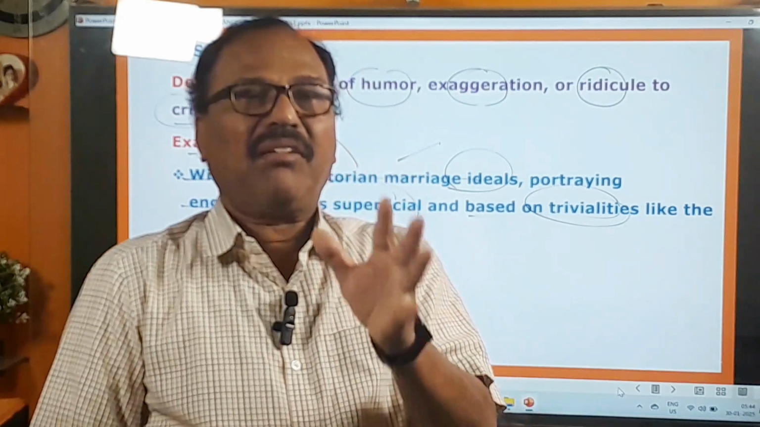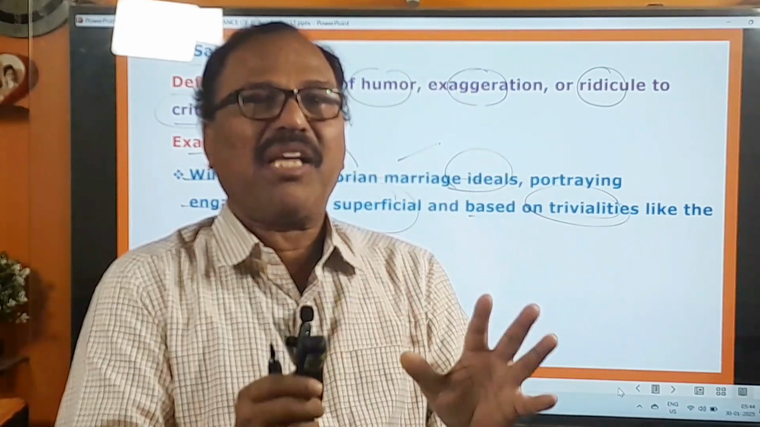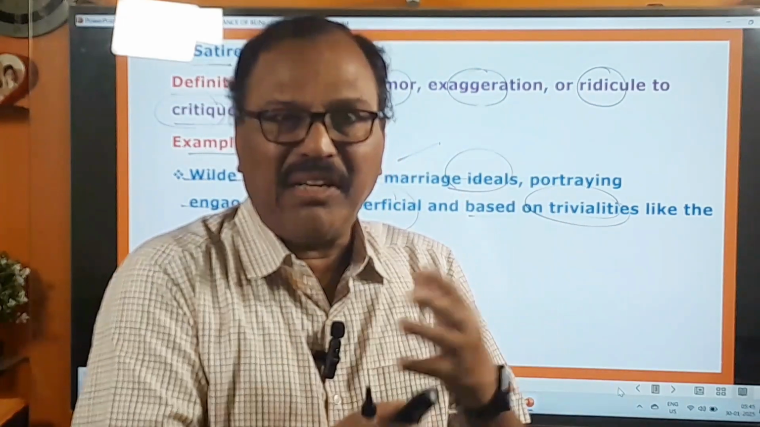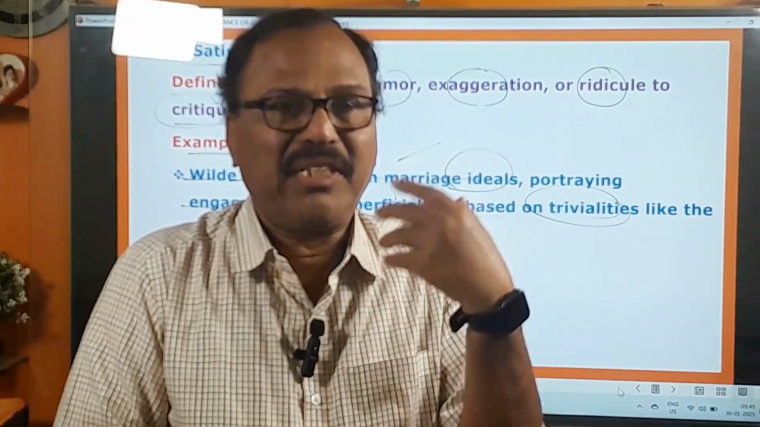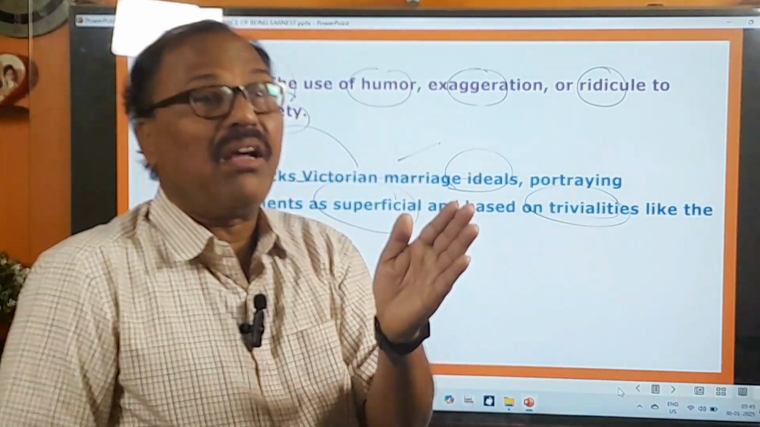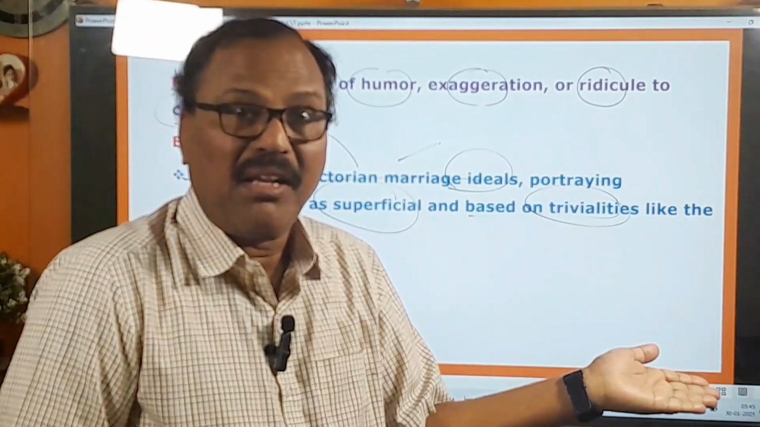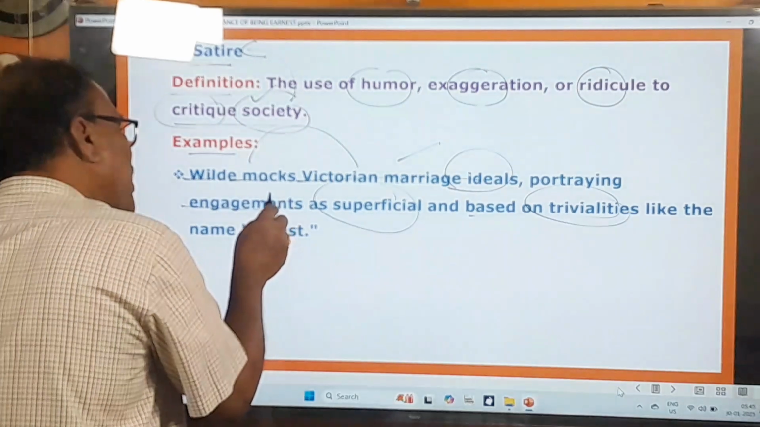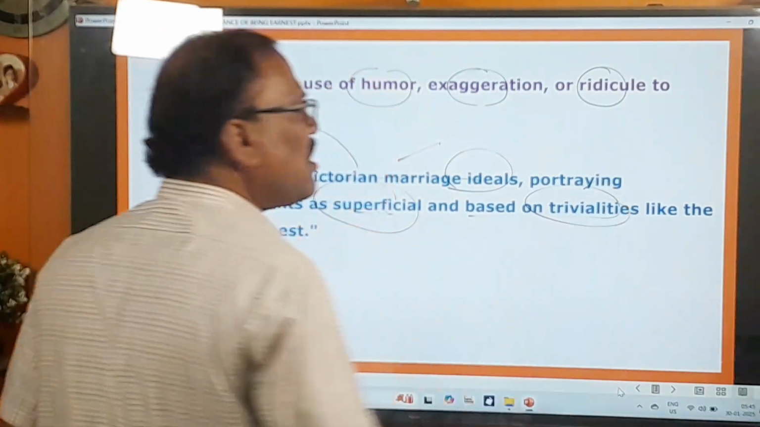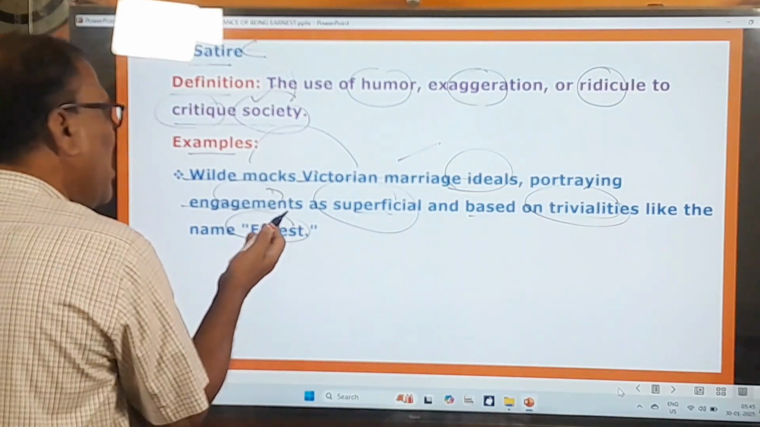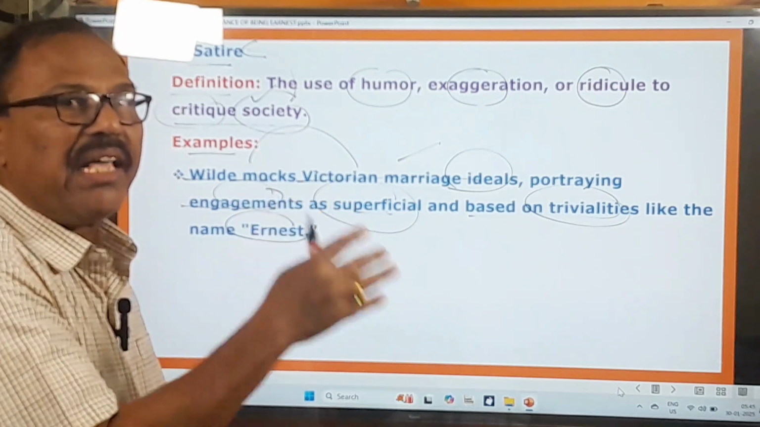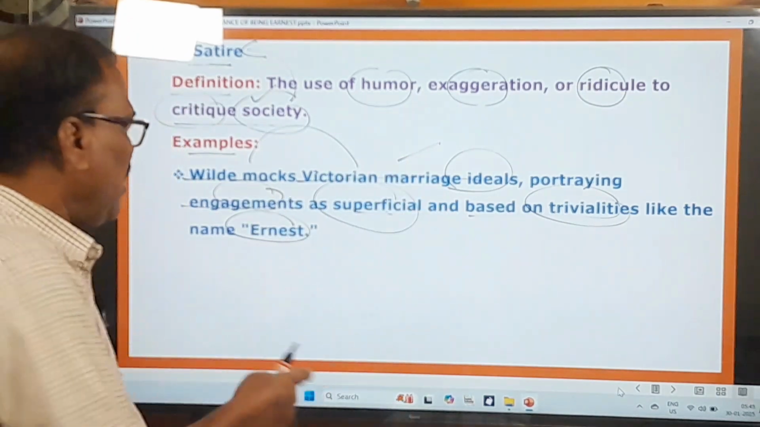What is important to marriage is only the person himself. So, whether the person is good, honest, straightforward, and loving, then you should marry him. Then you should get engaged to that man. But here it is not so. In those days, they gave top priority only to the secondary things, not to the primary things. Therefore, he criticizes these engagements of the Victorian era, based on trivialities like the name Ernest. See, not seeing the person, but seeing the name, that woman likes that Ernest, that man. See, is it a meaningful thing?